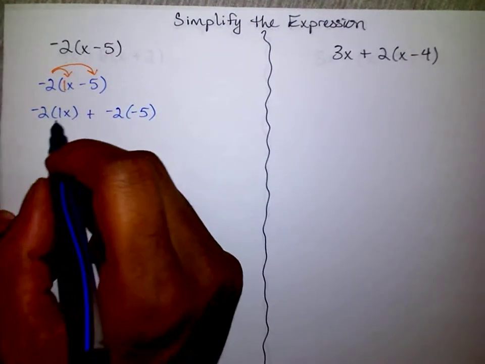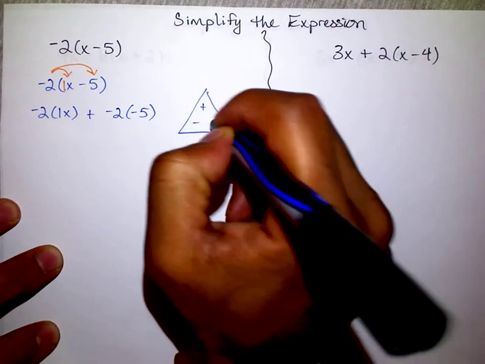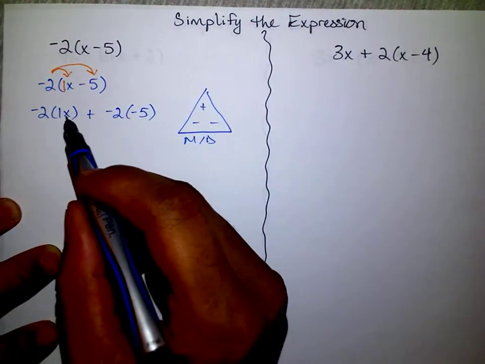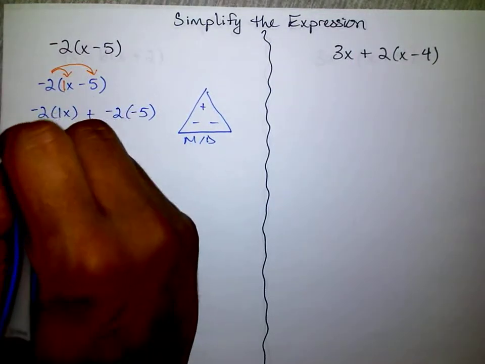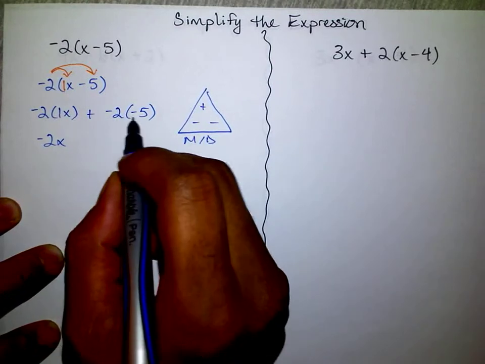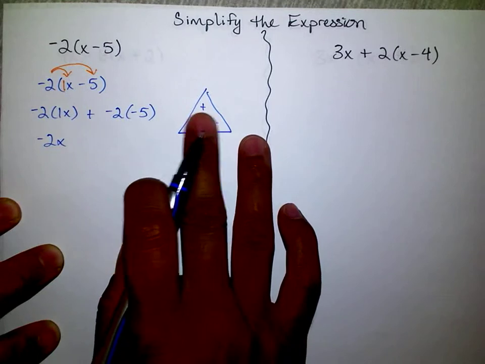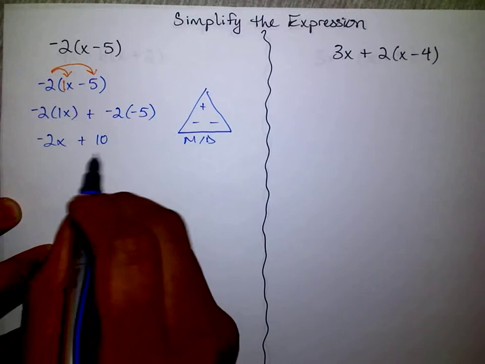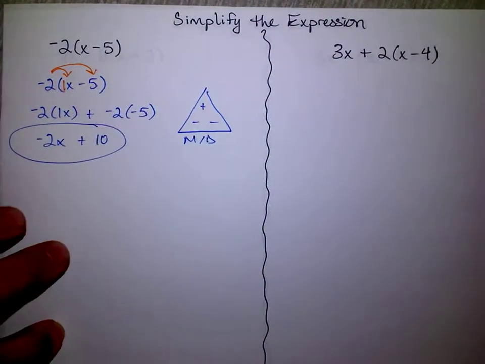Now, when I do this, remember if you're multiplying and dividing, use your triangle. So negative times positive, that's going to be a negative, and 2 times 1 is 2, so that's going to be negative 2x. Then we have another negative times a negative here. Negative times a negative, cover those two up. That's going to be positive, so that's going to be plus 10. Don't have any like terms. Here's my final answer, negative 2x plus 10.